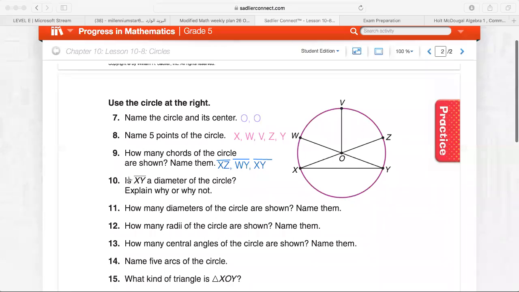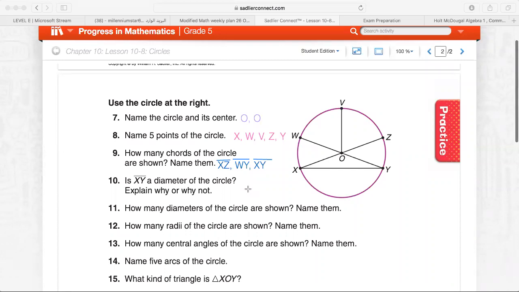Number 10, is XY a diameter of the circle? So I have first to memorize the definition of diameter. A diameter is a chord that passes through the center.